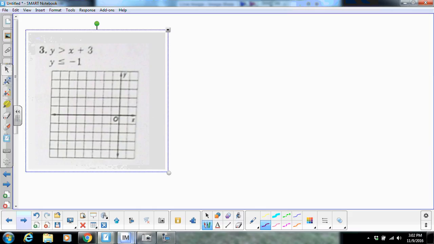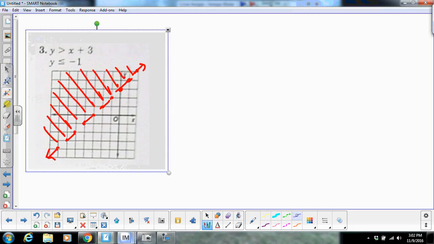Okay, so I'm going to start at +3. Okay, and then I'm going to go up 1 and right 1. I'm going to do the same thing in the down and left direction just so I have a better line. Okay, it is dotted. Okay, and it is greater than, so we would shade above.